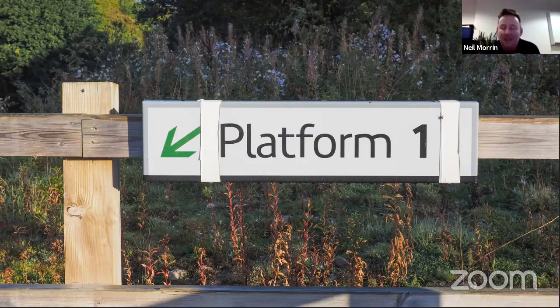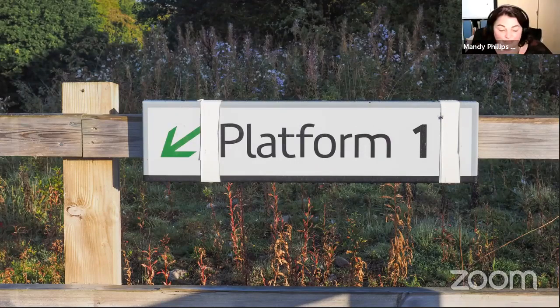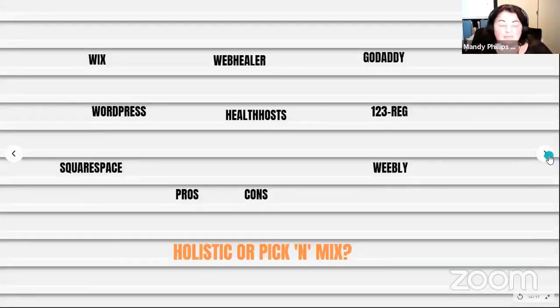So we're going to talk about platforms. Now, a platform is basically the thing that you use to build the website. And here are some examples. So Wix is a popular one. I love Wix because it's really, really visual.